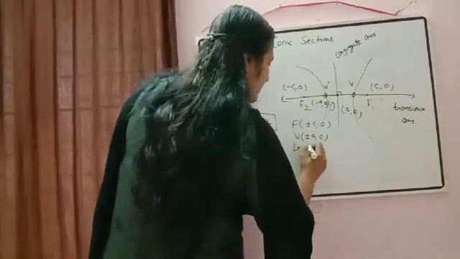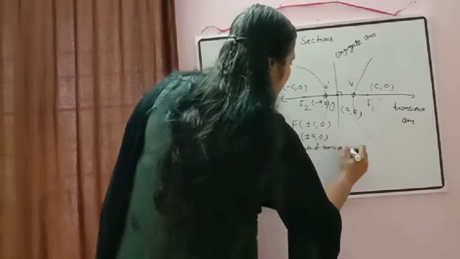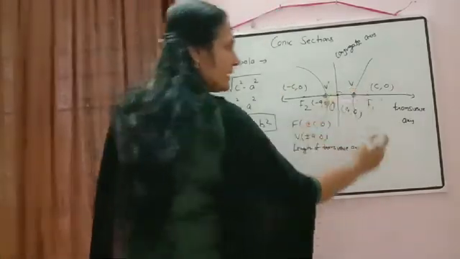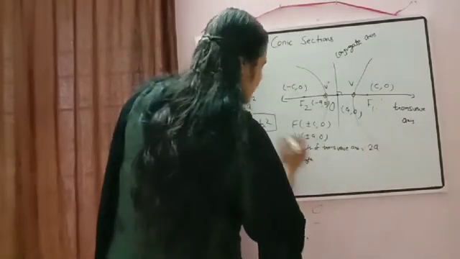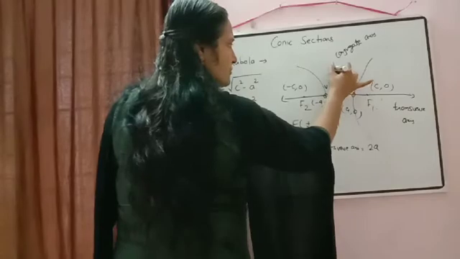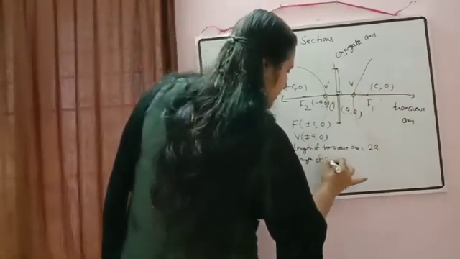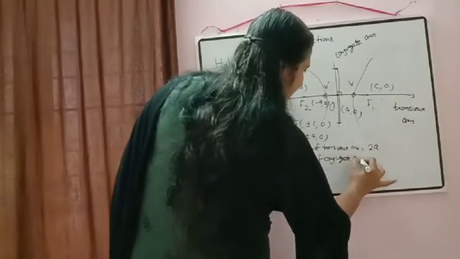Length of transverse axis. Length of transverse axis will be equal to till here the length, so that will be equal to 2a. Length of conjugate axis will depend on this value. So suppose we have the point from here to here. So length of conjugate axis, we will take it as 2b.